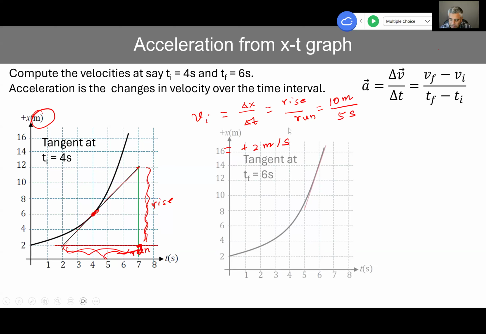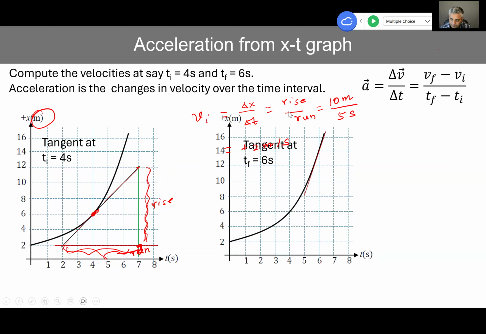So to find it at 6 seconds, we do the same thing. Okay, here it is, the tangent at that point. Let's try to figure out the slope. Which points are easier to read based on the line I have drawn? Looks like this is going to be run and this is going to be rise. I don't see any convenient point to read over there, so I'm not going there. So this is going to be rise and this is going to be run. So that means vf. See here, this is ti, 4 seconds, means vi at that time.